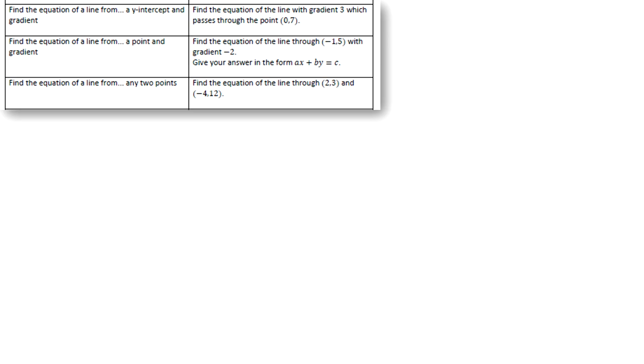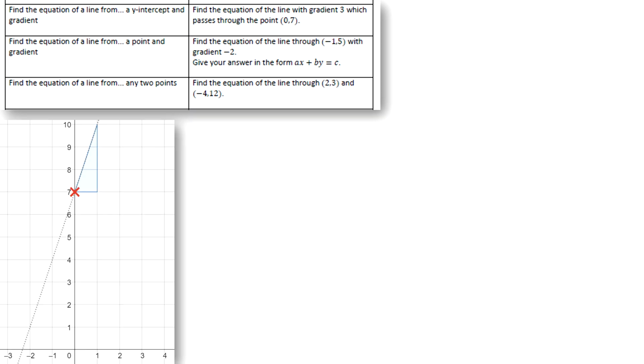Next few points. Find an equation from a y-intercept and a gradient. So for this one, you probably honestly don't need the equation turned into a graph for you. But if you were curious about what the graph of this straight line should look like, it's going to be something a little bit like this.